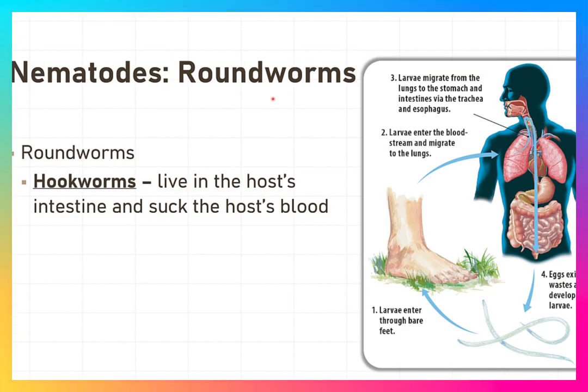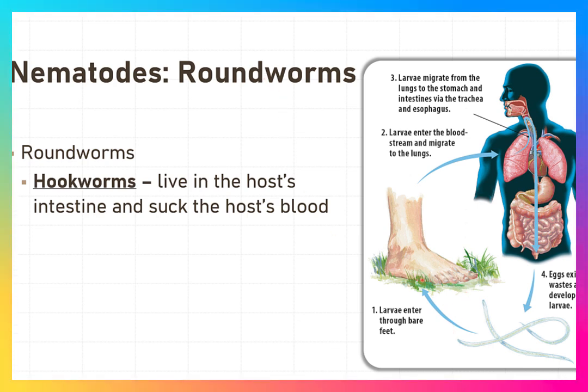Another group of roundworms are called hookworms. Hookworms also live in the intestine, but instead of absorbing the food, they attach to the intestine, and the blood actually goes through the hookworm, and they use that blood to absorb nutrients and oxygen. And here's how hookworms get into the body.